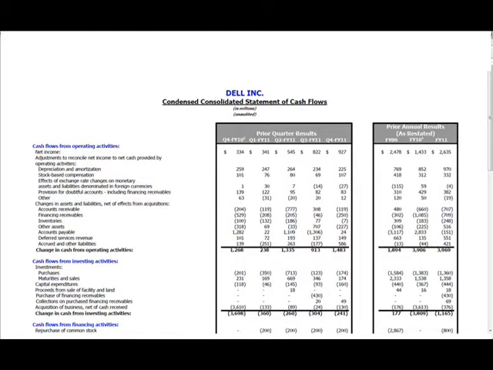The items that decreased cash provided by operations are assets and liabilities denominated in foreign currencies, some other effects of exchange rate changes on monetary assets, accounts receivable, financial receivables, inventory, and accounts payable. The cash from operating activities increased from $2,635 million to $3,969 million based on the statement of cash flow for Dell. This is a really healthy sign for this company. You want the majority of your increase to come from your operations.